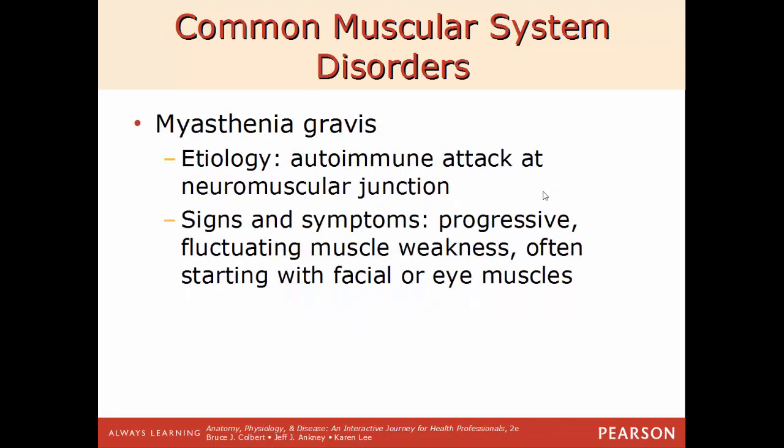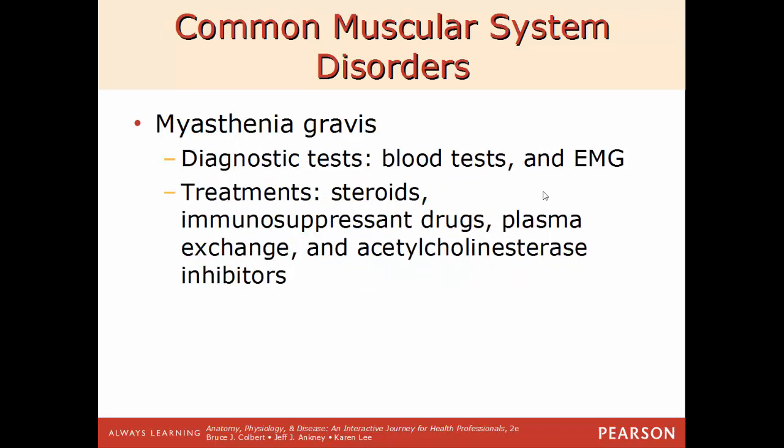Myasthenia gravis, or gravis. Etiology: it's an autoimmune disorder that attacks the neuromuscular junction. Common signs: this is a progressive, fluctuating muscle weakness. It gets better when you are at rest, but when you're doing activity, muscles get much weaker much faster. Often it will affect the facial muscles first, like the eyes or the throat: swallowing, chewing, talking. Diagnostic tests for this condition: blood tests, EMG. Common treatments: steroids, plasma exchange, immunosuppressants, acetylcholinesterase inhibitors.